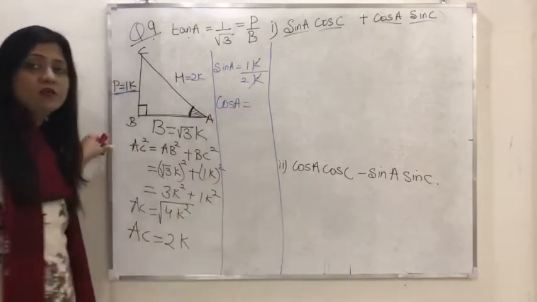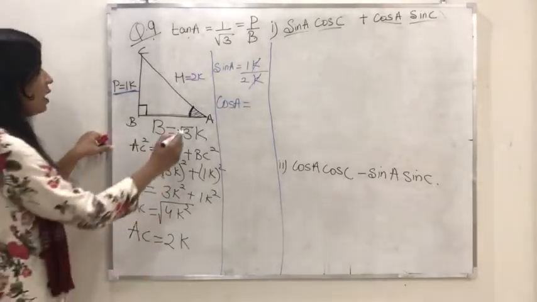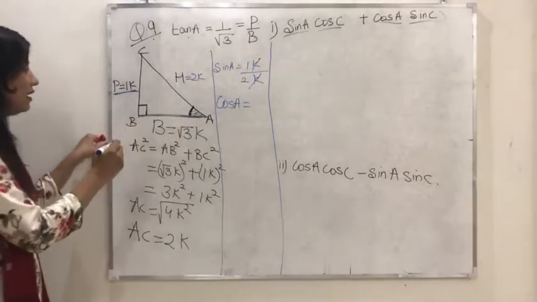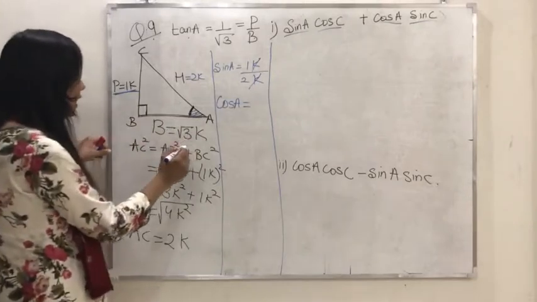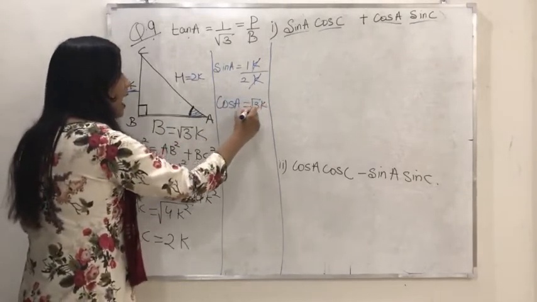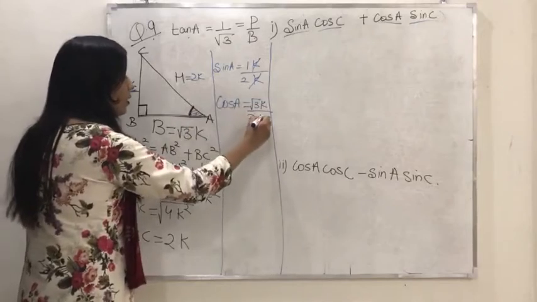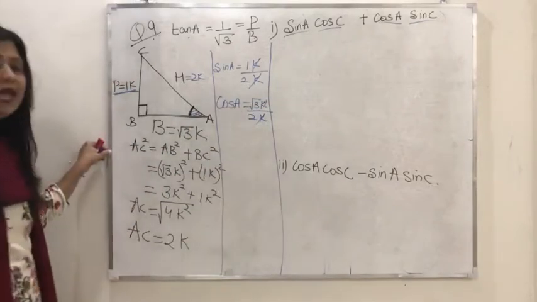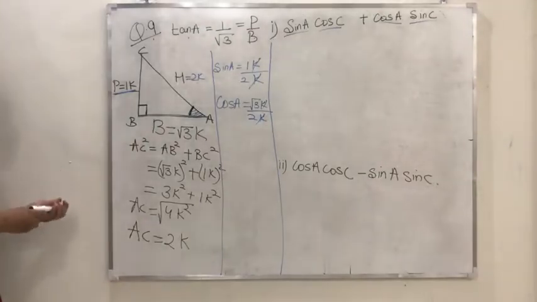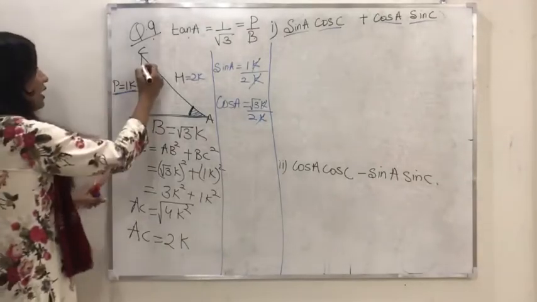Cos A is base upon hypotenuse. Base is the side adjacent to angle A, that is AB. My AB is root 3K and hypotenuse is 2K. So value of cos A is root 3 upon 2. Now I will take angle C.